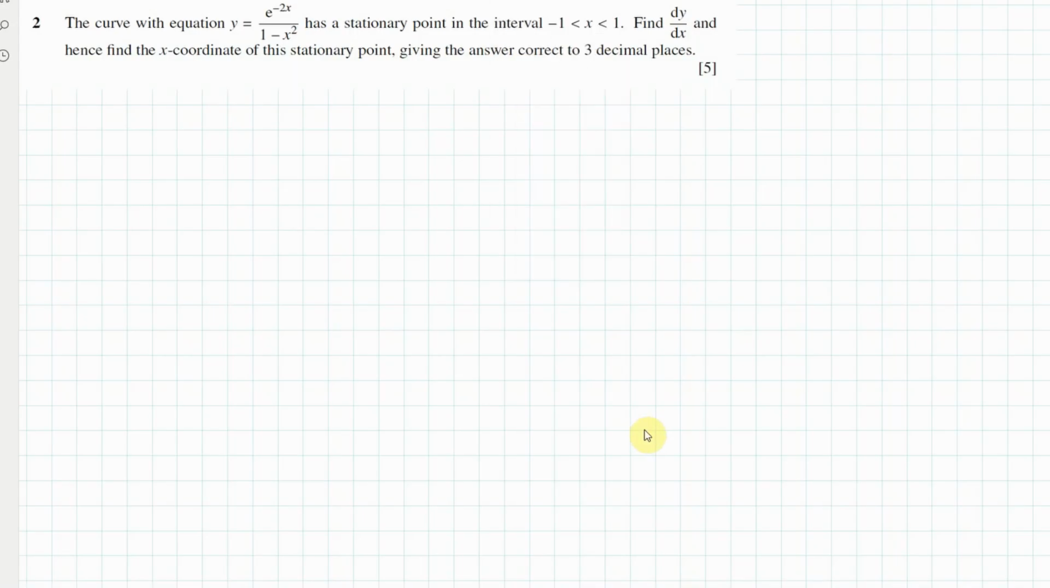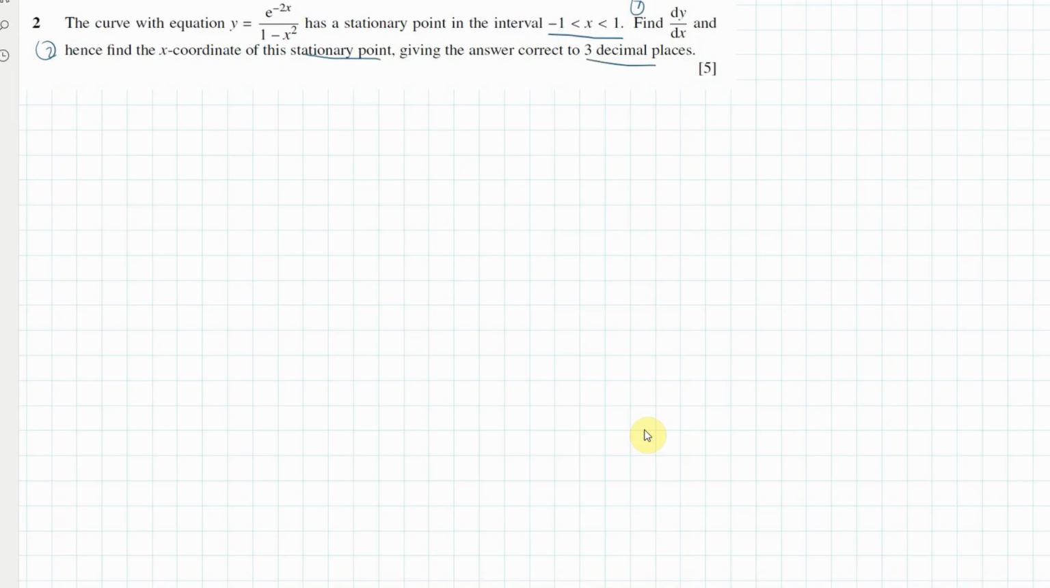This is another question from a past exam. We have a curve where the equation y is equal to e to the minus 2x all over 1 minus x squared, and it has a stationary point which is in this interval here. We need to find dy/dx, and hence to find the x coordinate of the stationary point, giving the answer correct to 3 decimal places.